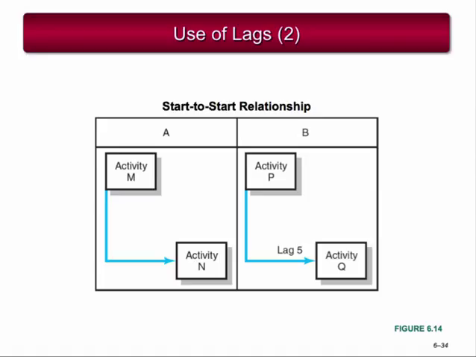Here's an example of a typical start-to-start relationship. The A column shows the start-to-start relationship with 0 lag, while the B column shows the same relationship with a lag of 5 time units. The relationship may be used with or without lag. If time is assigned, it is usually shown on the dependency arrow of an activity-on-node network. You can see in the B column that activity Q cannot begin until 5 time units after activity P begins. This type of relationship typically depicts a situation in which you can perform a portion of one activity and begin the following activity before completing the first.